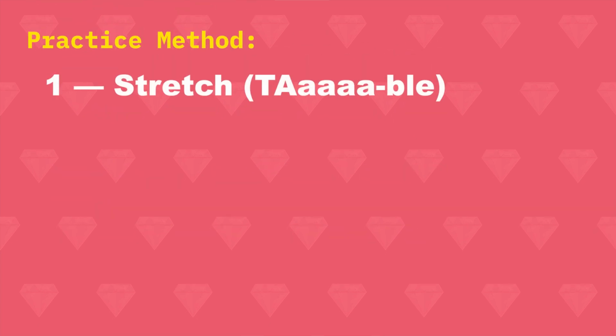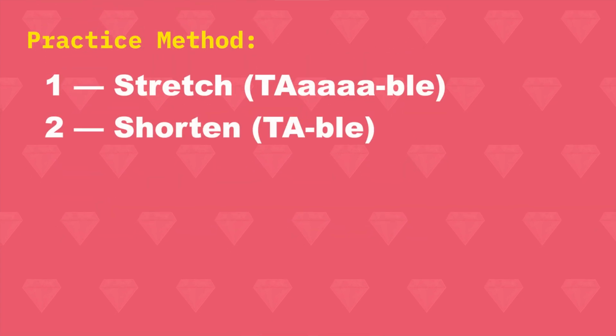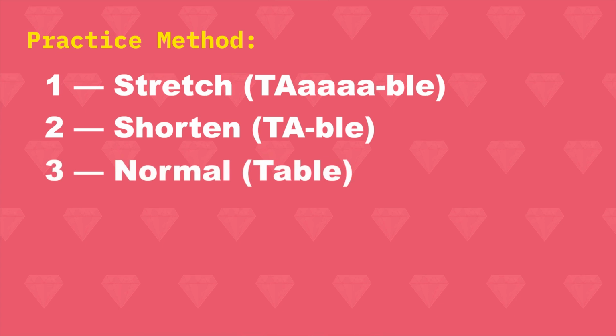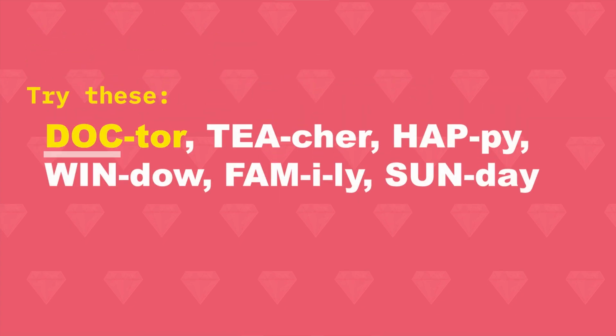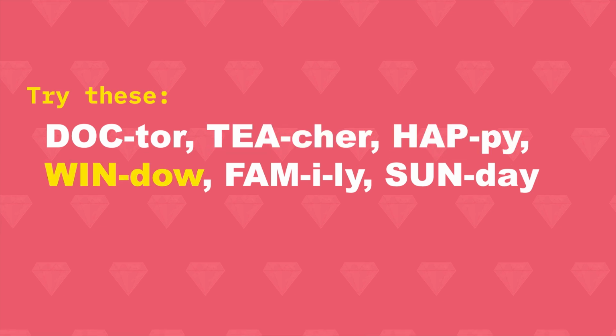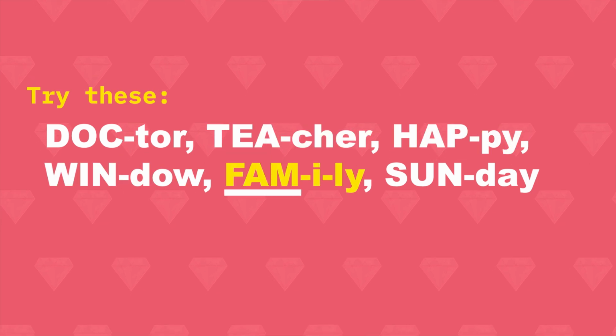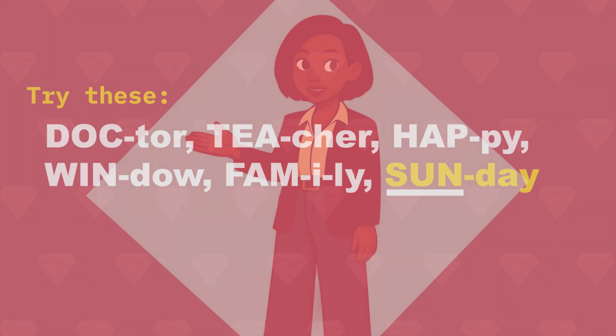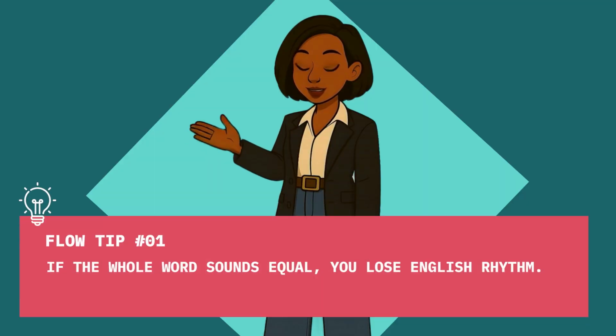Stretch the strong part, shorten the weak part, say it normally. Try these: doctor, teacher, happy, window, family, Sunday. Flow tip: if the whole word sounds equal, you lose English rhythm.